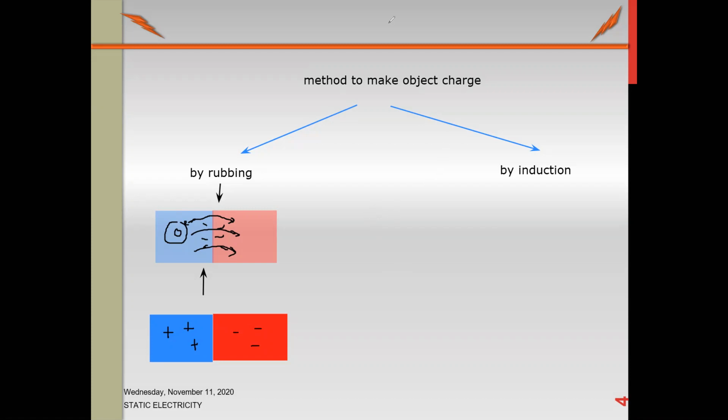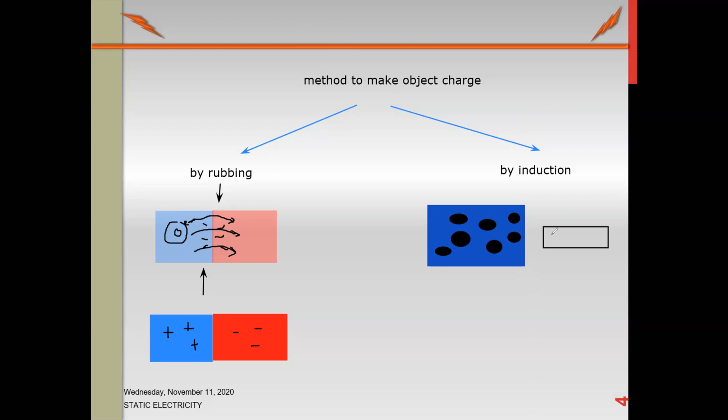But what is induction? Induction is when an object is charged by the help of another charged object. As we know, like charges repel and unlike charges attract each other. So if you have one material, and in this material you have atoms, I'm drawing only the atoms here. When I say atom, it means it has a nucleus with neutrons and protons, and electrons revolving. If I bring an already charged object, it can be positive or negative, for example a positive charged rod, what will happen? The nucleus is positively charged.